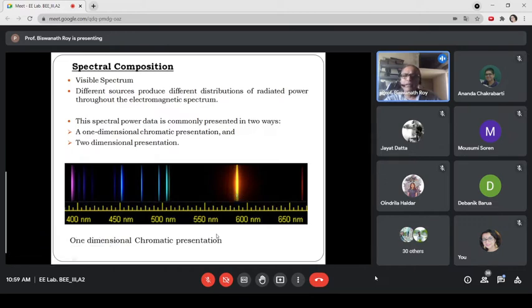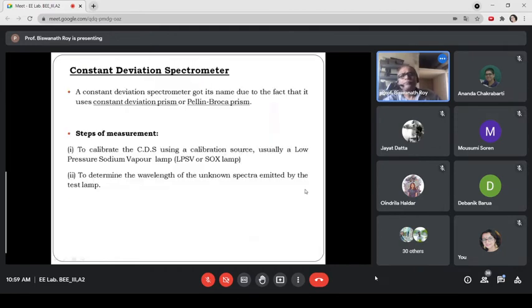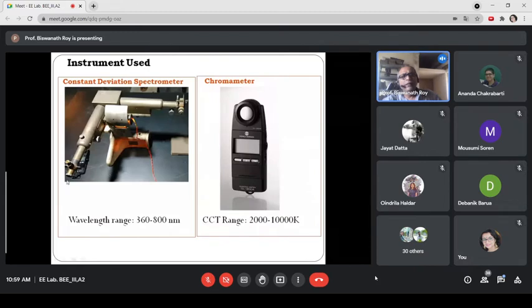If we want to measure the wavelength of this red color, we need to bring that red color to coincide with the axis of the vertical wire of the telescope. Under this condition, when the red color coincides with the vertical wire here, the deviation of the red color is 90 degrees.